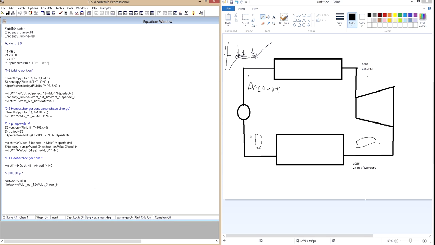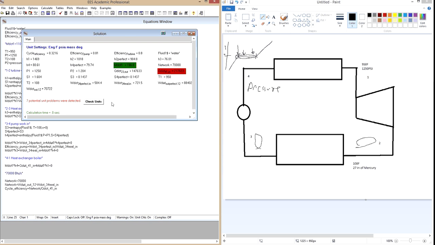Efficiency, let's call it cycle efficiency. Make it pretty descriptive. Equals goal over cost. Our goal is our network divided by our cost, which is how much coal energy we're burning. So heat exchanger boiler, we use this variable Q.41N. Divide by that. Cycle efficiency.